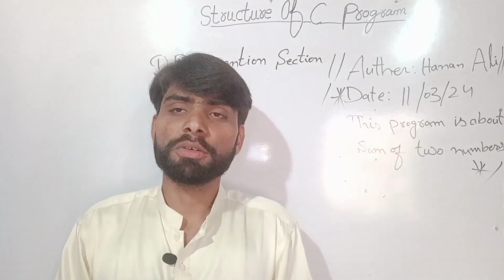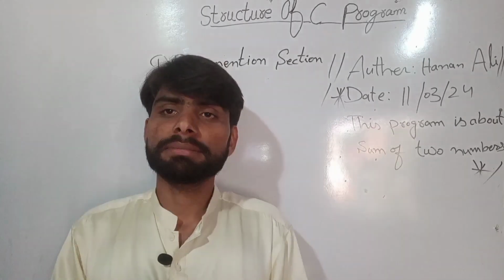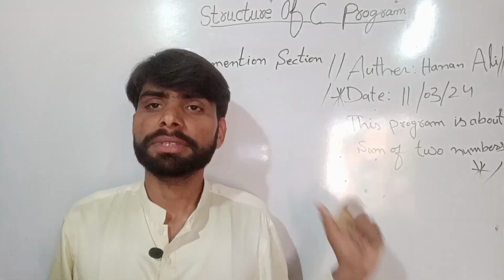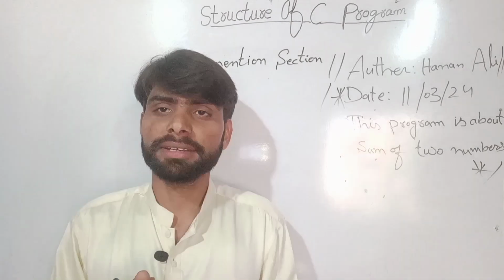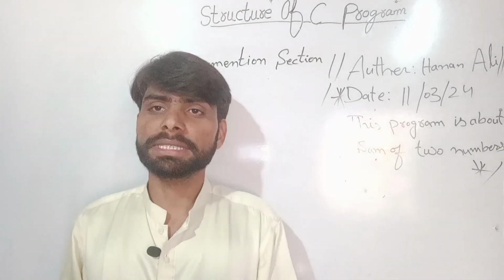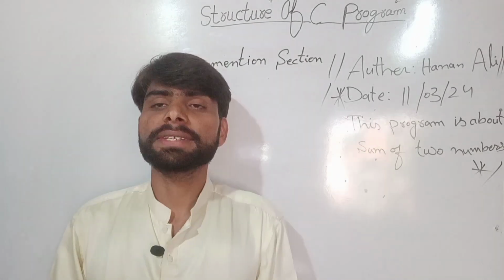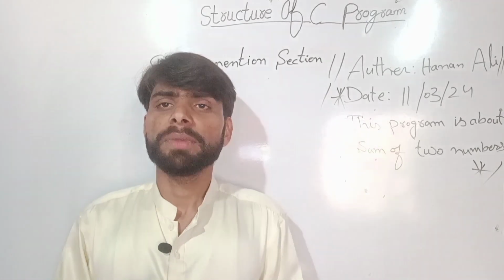Generally we do not write a documentation section for a simple program, because our program may be 20 lines, maybe 15 lines. Any other person can easily understand that this program is the sum of two numbers. A sum of two numbers may be 3-4 lines, so another person can easily understand that this program is about a sum.